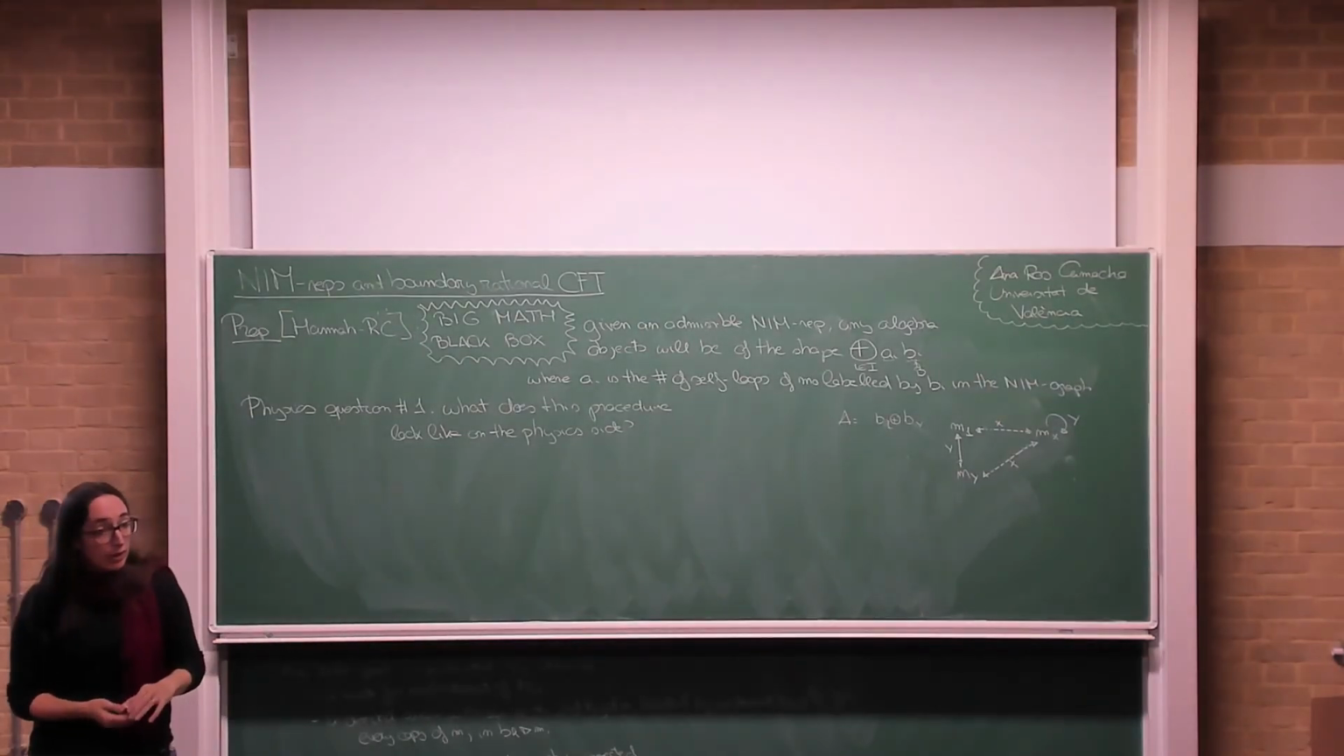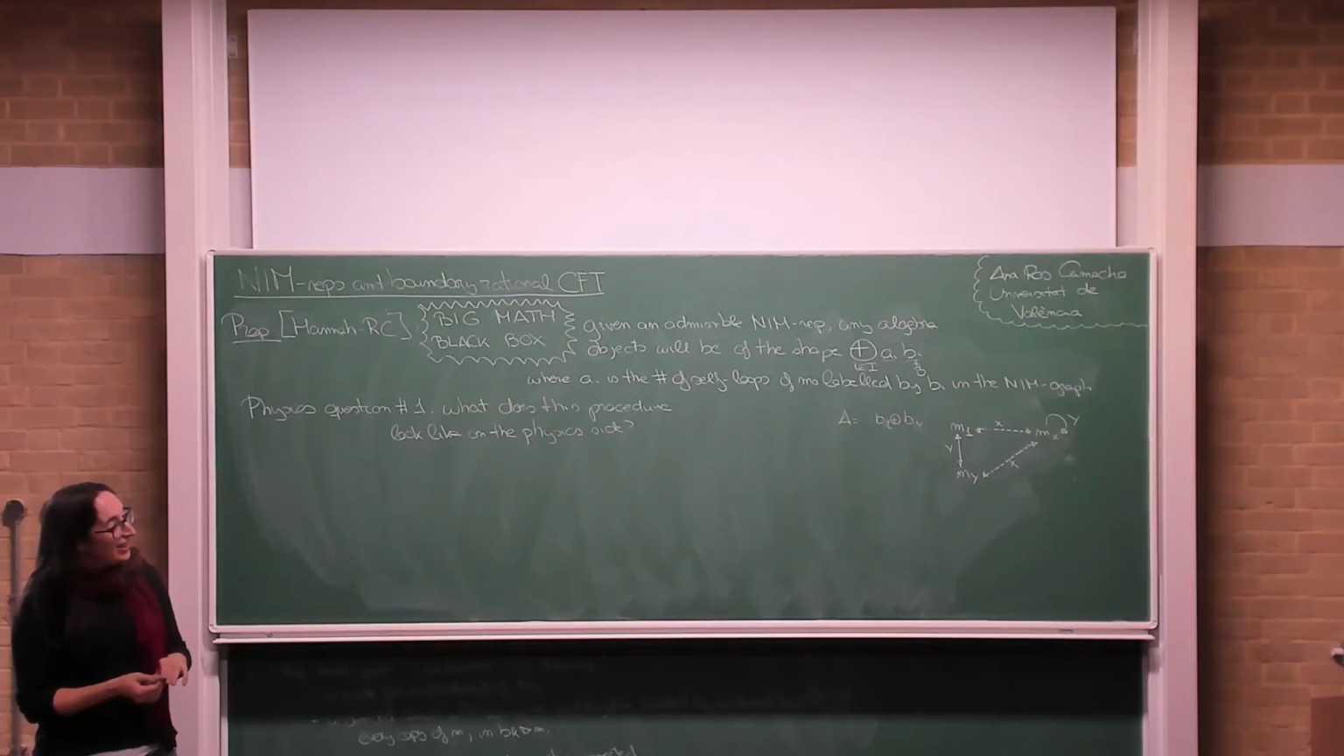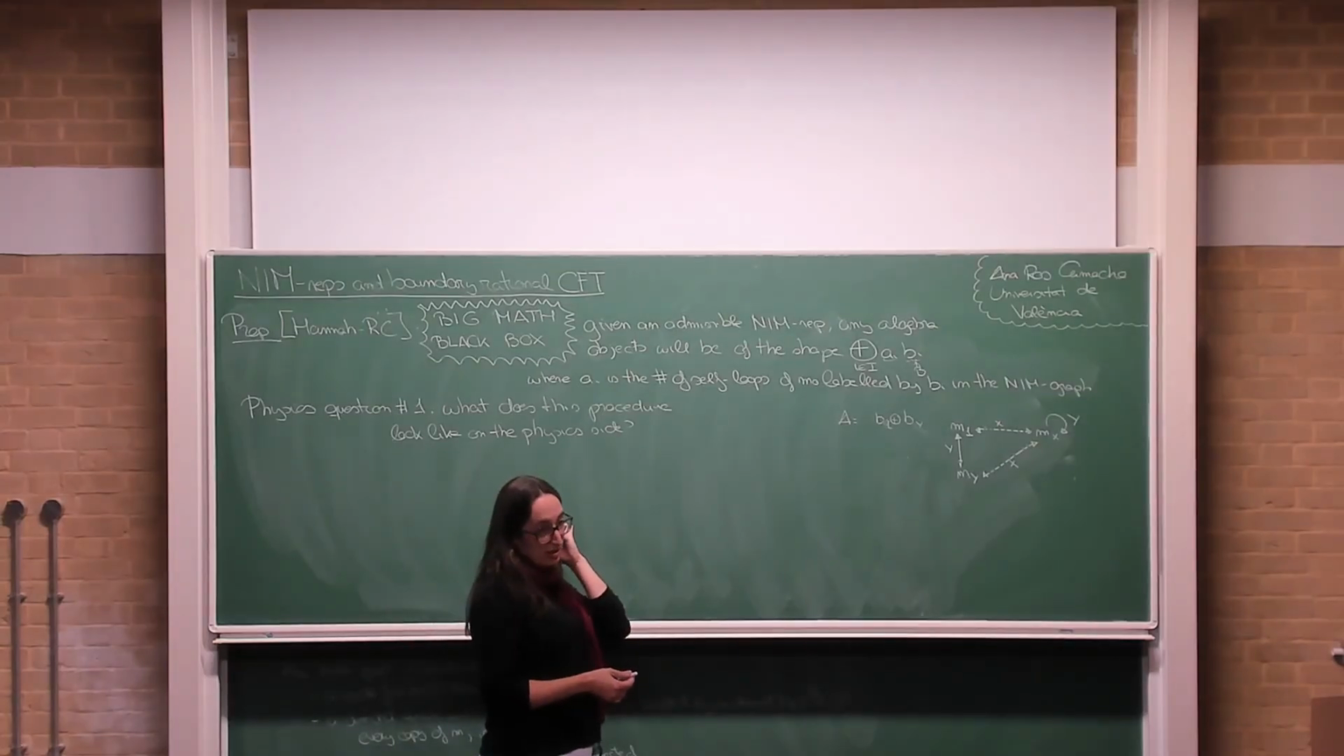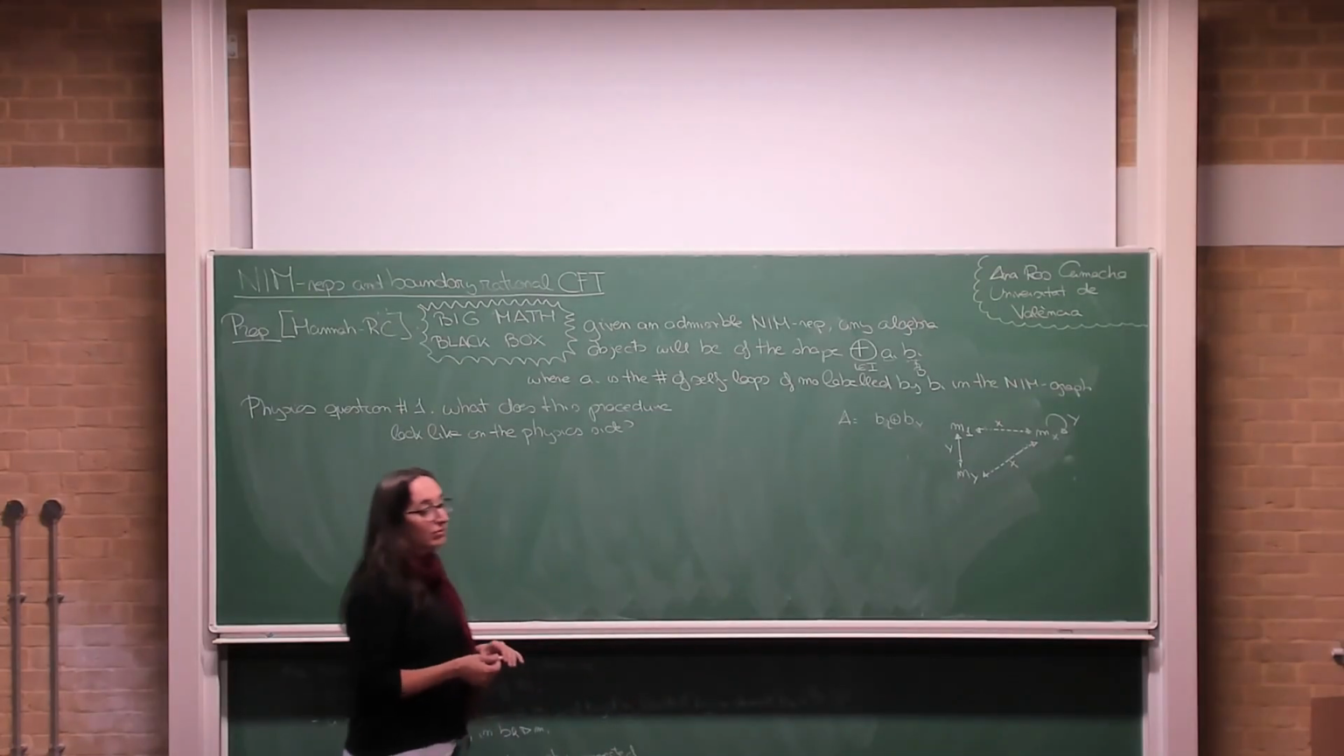Sorry. Go ahead. I guess, yeah. The NIM-reps are like the Cardy states. Yeah, sounds a little bit like me. You're asking whether Cardy states preserve different subgroups of the bulk symmetry. Yeah, it's sort of backwards.